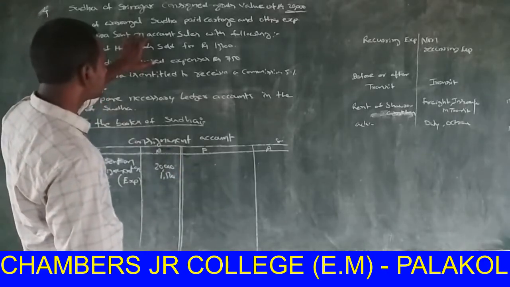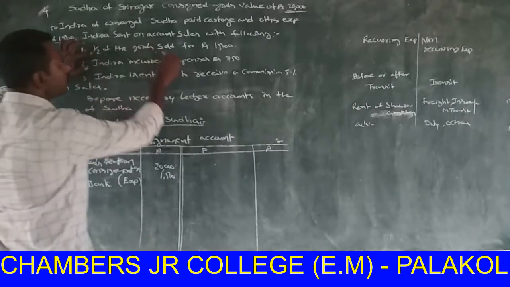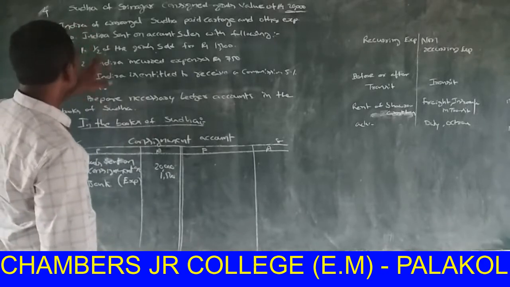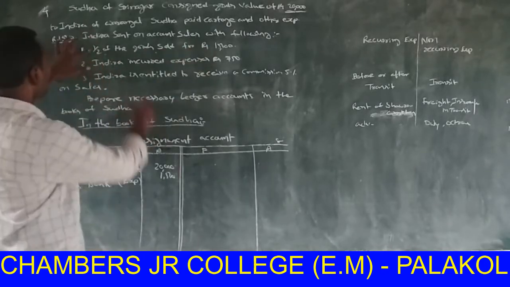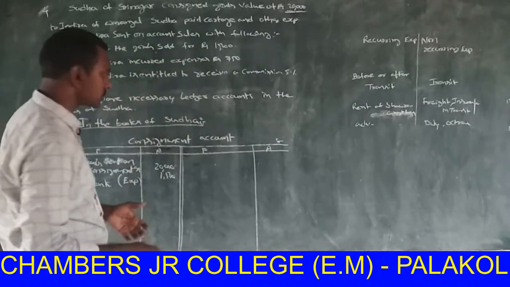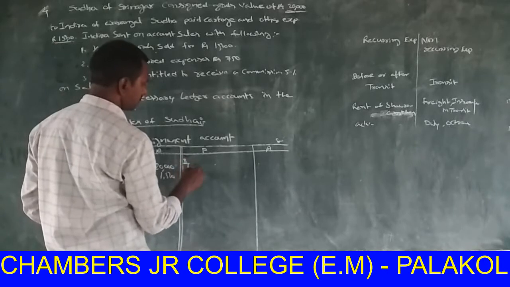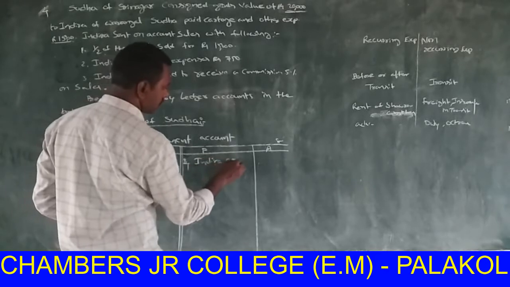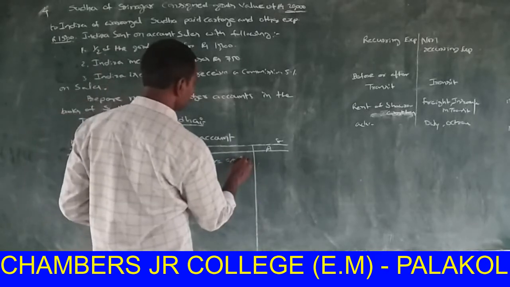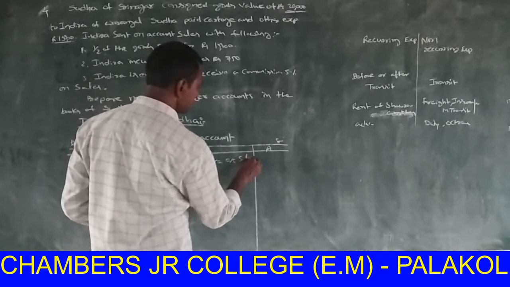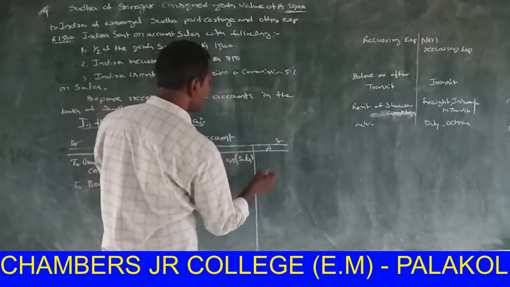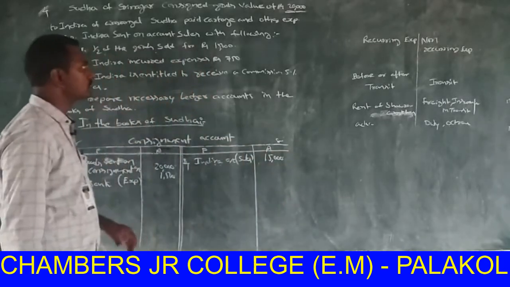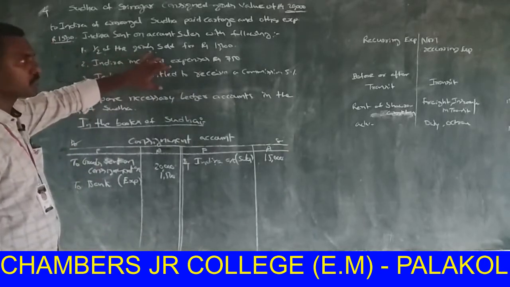Indira sent an account sales with the following information. Half of the goods sold for rupees 15,000. Here the consignee sold half of the goods, and the remaining half is closing stock with the consignee Indira. In brackets, sales. Sales is a revenue, so it is shown on the credit side of the consignment account, rupees 15,000.